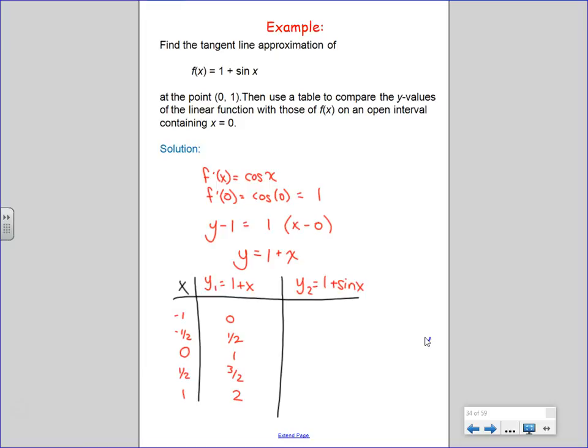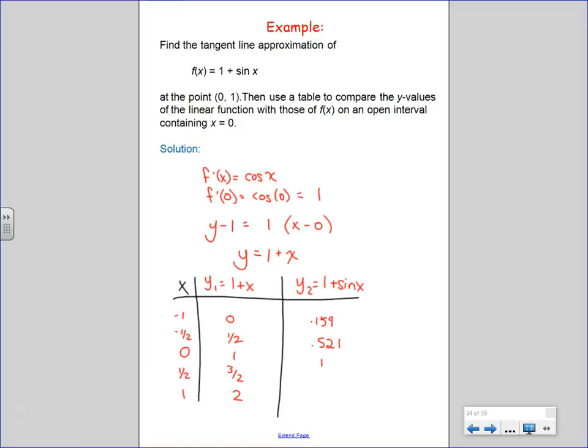So if I was to do 1 plus sine of -1, that would be 0.159. Not super close, you're right, versus 0. Ideally, it's getting closer to 0 where it's centered around. It should be a closer approximation. This one, for -1/2, is 0.521. Not too shabby. Pretty good. Plug in 0. Well, that's the point of tangency. It's perfect, right?